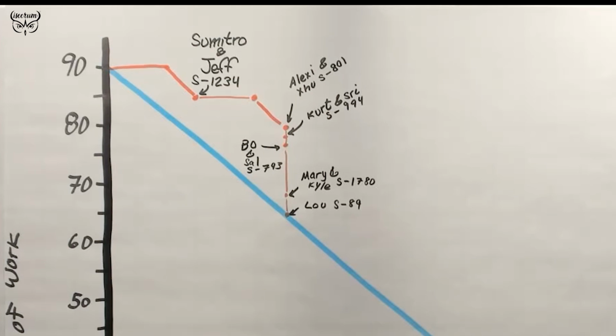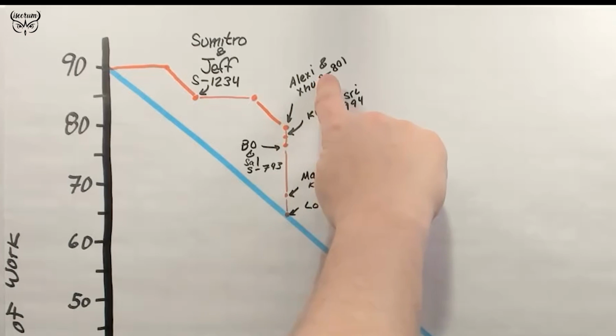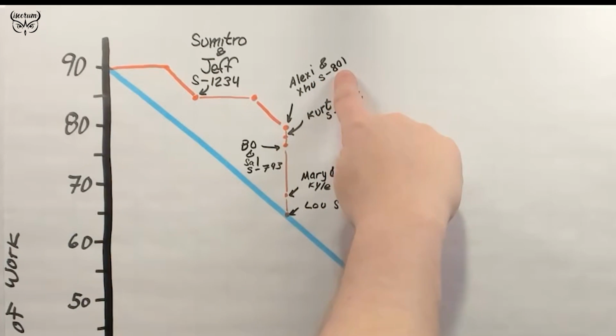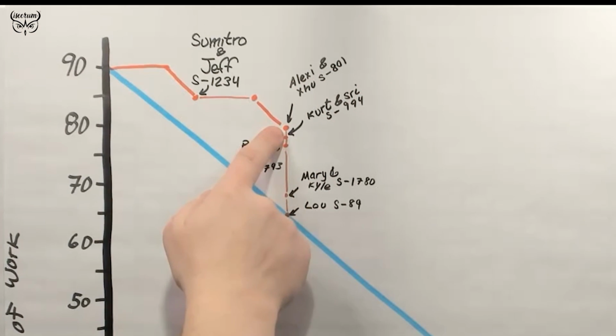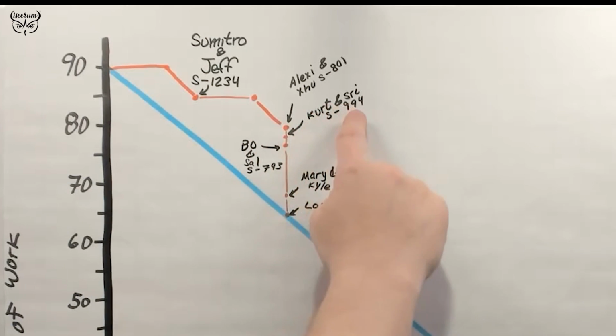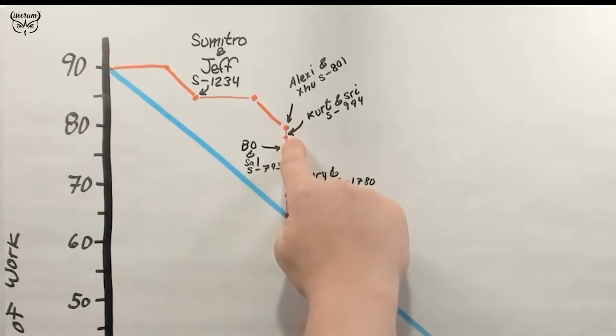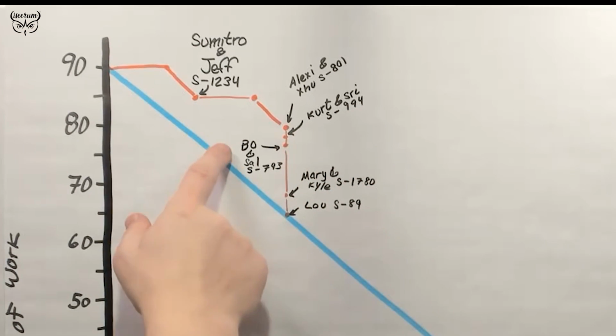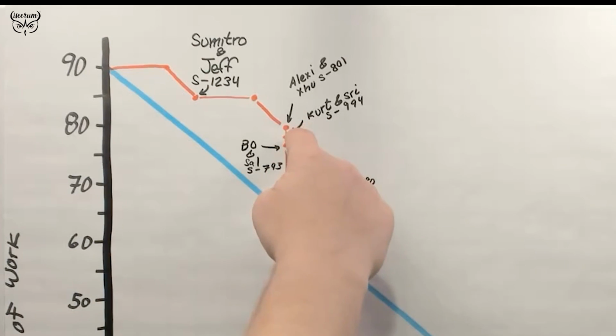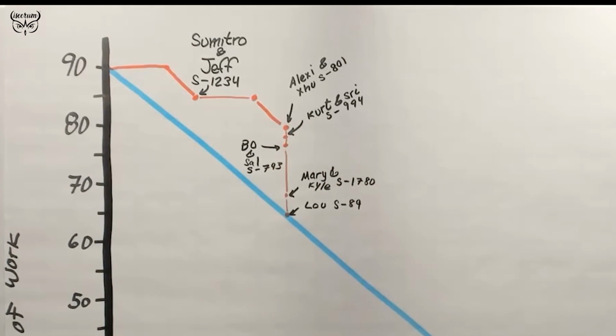Okay, so at the end of the day on day 2, or if we want to say the beginning of the day on day 3, we took a temperature reading and we find that Alexi and Zhu finished item S801, which must have been a 5-point story. Kurt and Sri were able to finish item 994, which looks like it would have been a 1 or a 2-point story. Bo and Sal did 793, which looks like it was a 1 or a 2-point story. Mark and Kyle finished 1780, which looks like it was an 8-point story.